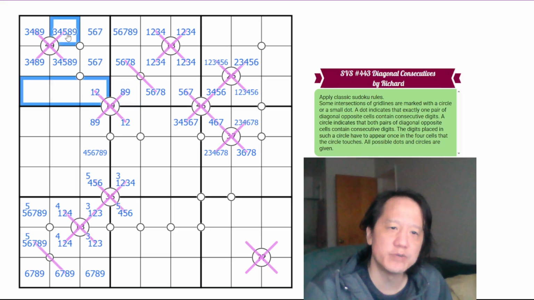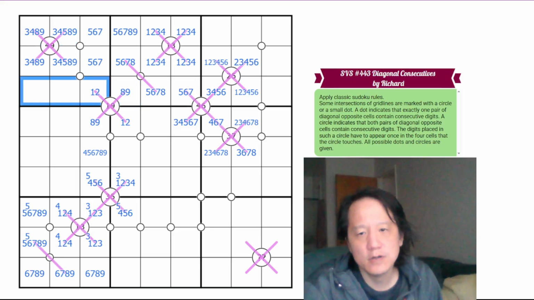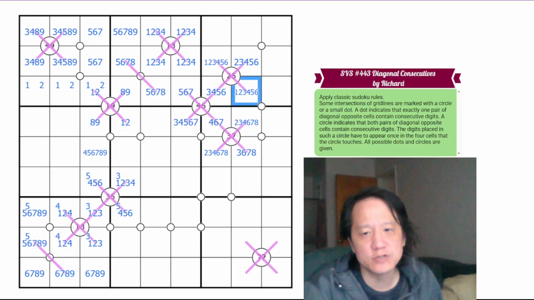Where are 1 and 2 in box 1? They have to be here. So this is a 1, 2 pair, which eliminates 1 and 2 in the rest of the row. So this can't be 1 or 2.